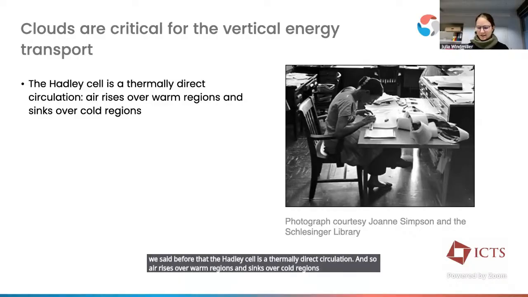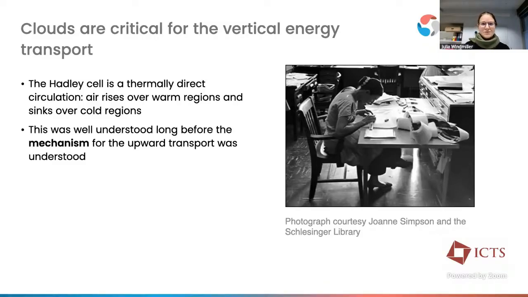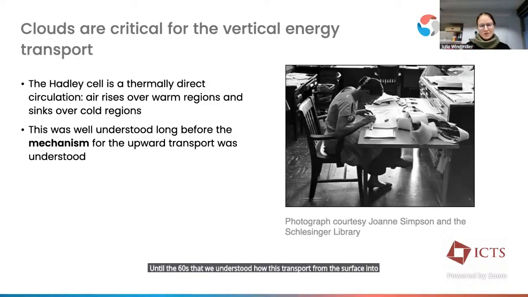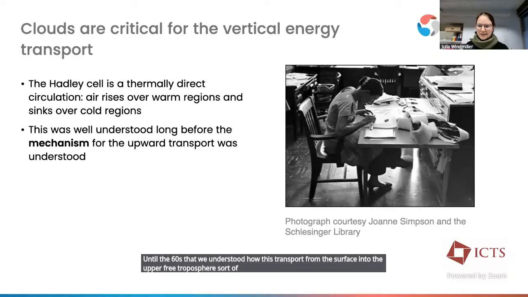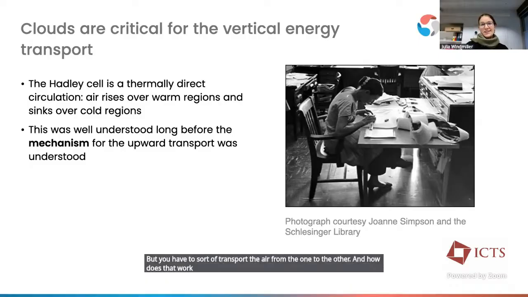And it wasn't actually until the 60s that we understood how this transport from the surface into the upper free troposphere happens. So you have a warm sea surface temperature. At one point it's warm and at the other point it's cold, but you have to transport the air from the one to the other. And how does that work? Well, first you have to get the warm air from the surface to the upper free troposphere.